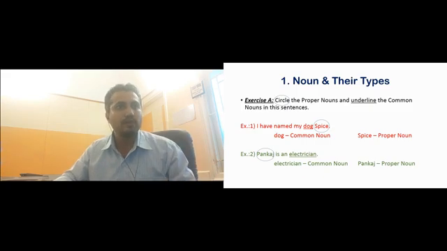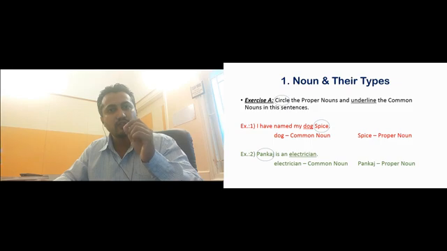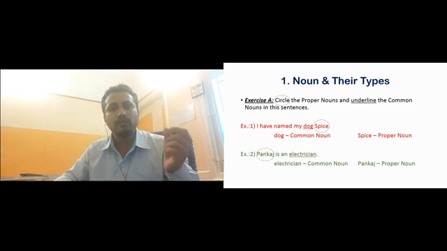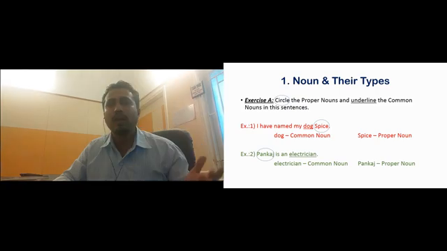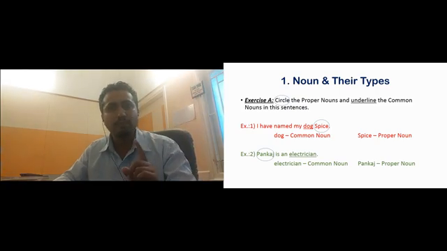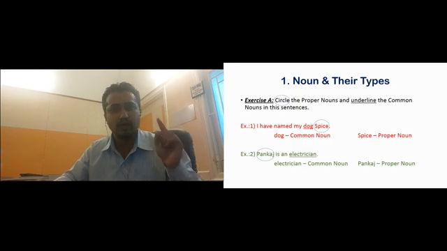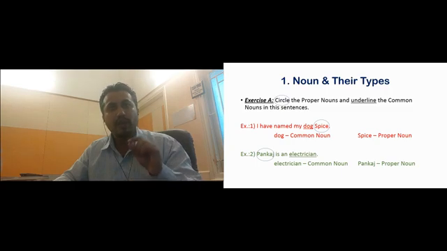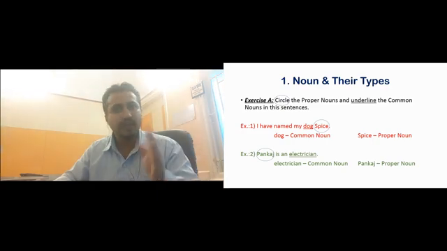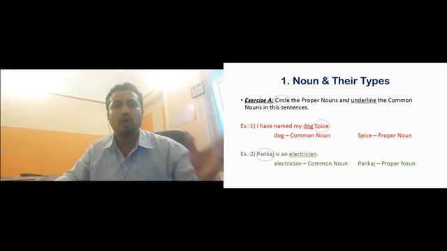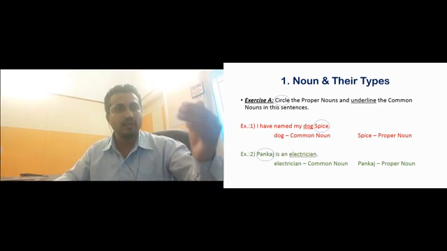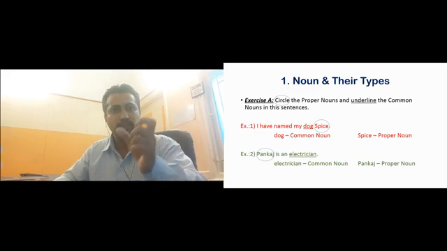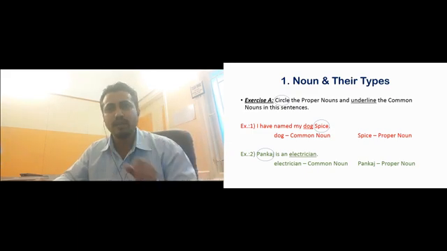Okay, let us look at one more example. Pankaj is an electrician. Now here Pankaj is the name of only one person. All people are not called Pankaj. Pankaj is the name of one person. So Pankaj is a proper noun. That is why it has been circled. Okay, and electrician is a common noun. Why? Because all the electricians are called electricians. So that is why it is a common noun. The name electrician is given to many, so it is a common noun. As in the first example, here also electrician, common noun, is written, and Pankaj, proper noun, has been written.